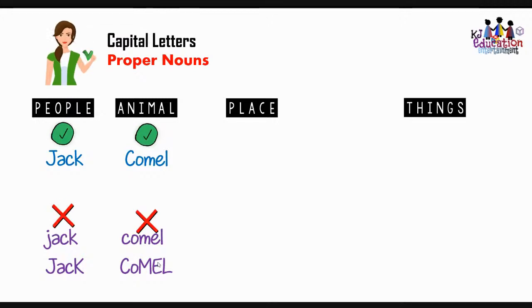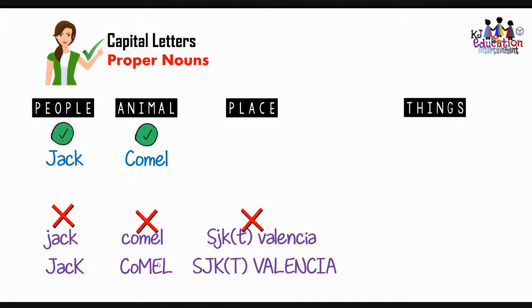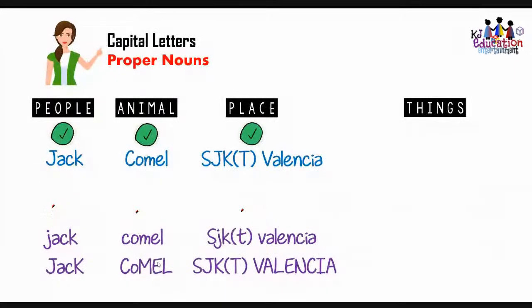All right. Let's move on to place. For example, the name of a school, SJKT Valencia. If you look at the first one given up there, it is all spelled in lowercase, small letters. And the next one is all in capital letters. These are the common mistakes. So when you write the name of the school, it's going to be like this. SJKT will be in capital. The V for Valencia is capital, and the others are all in small letters. So very good. You guys are actually getting the hang of it.